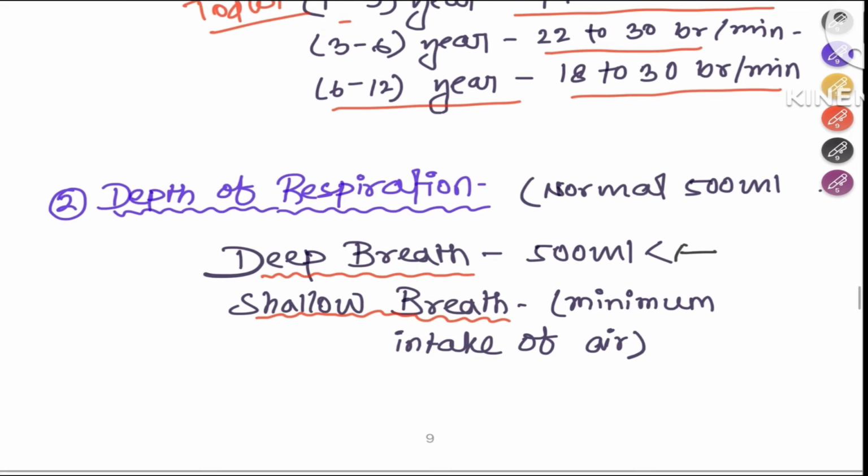Depth of respiration is our next characteristic. What is the depth of respiration? In every respiration, we normally take and use 500 ml of air. Deep respiration means whenever we are taking more than 500 ml of air, that is a deep breath. And shallow breath means when we are taking the minimum intake of air.